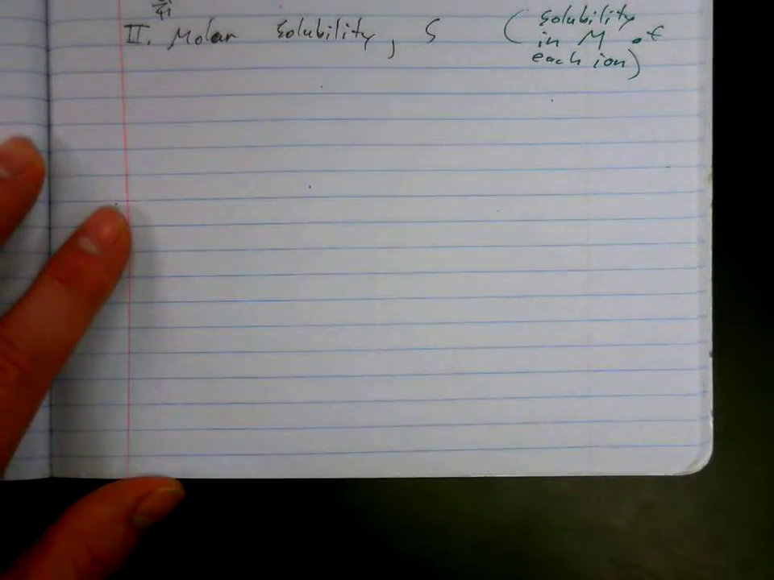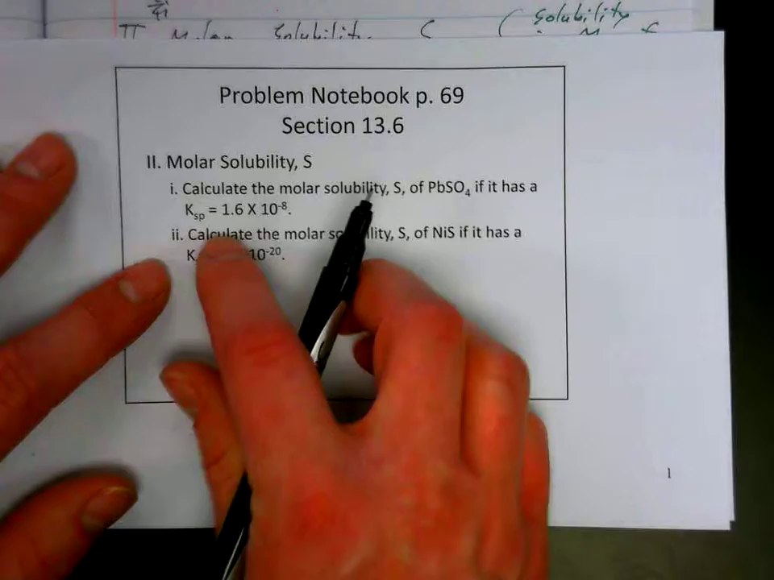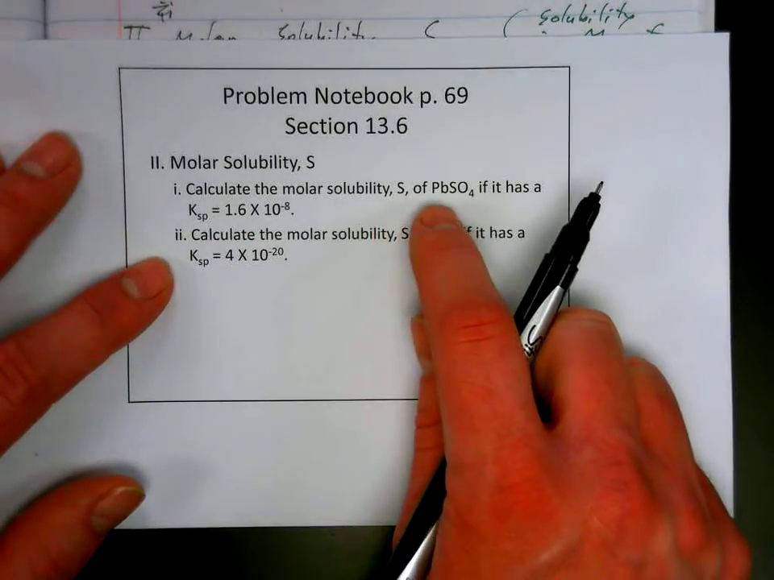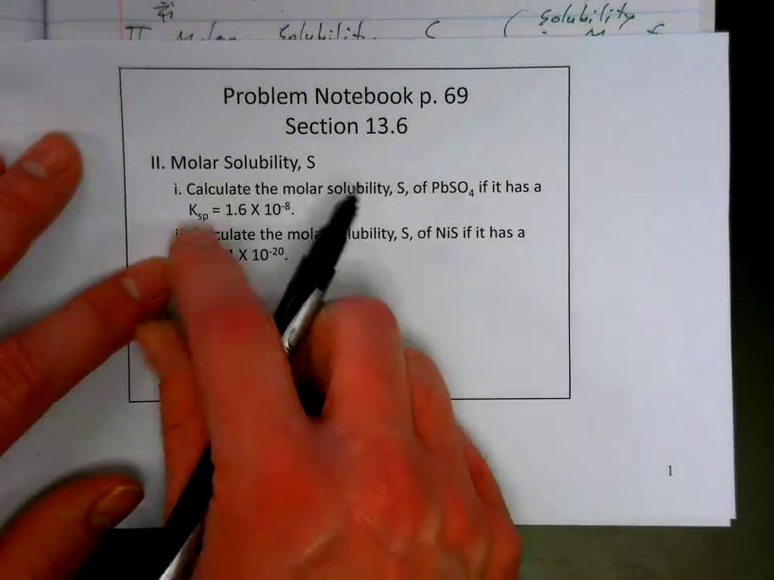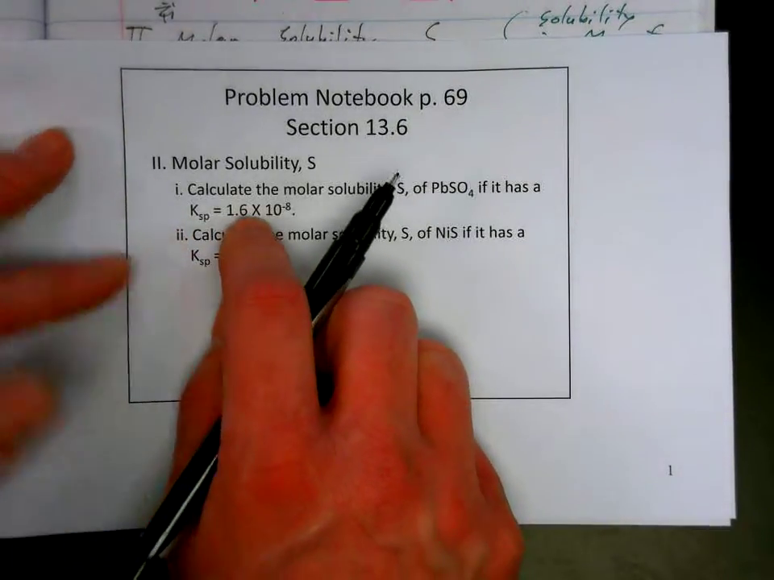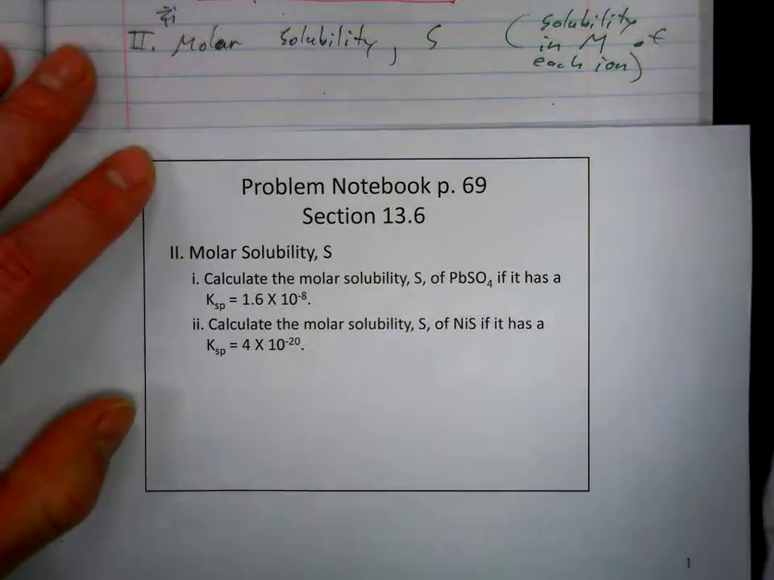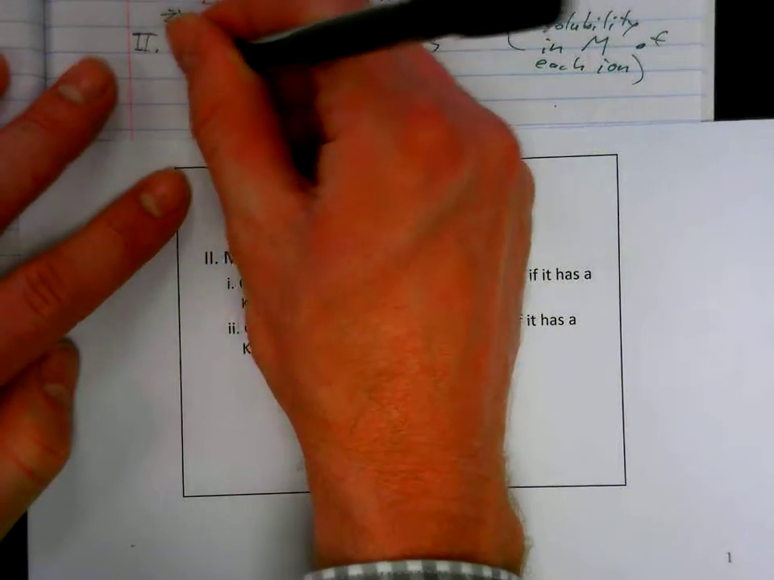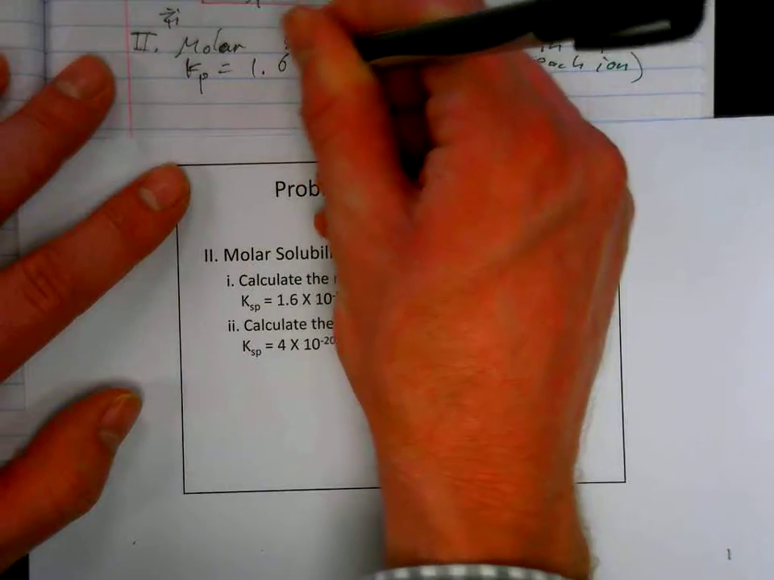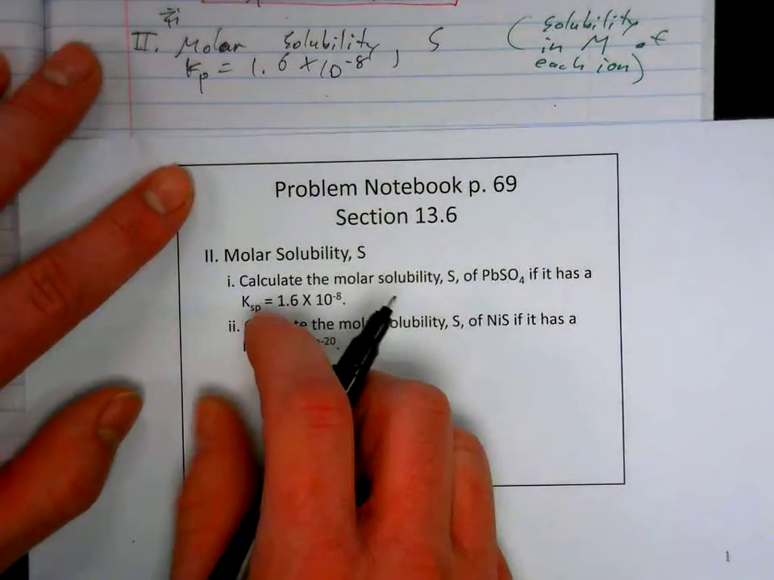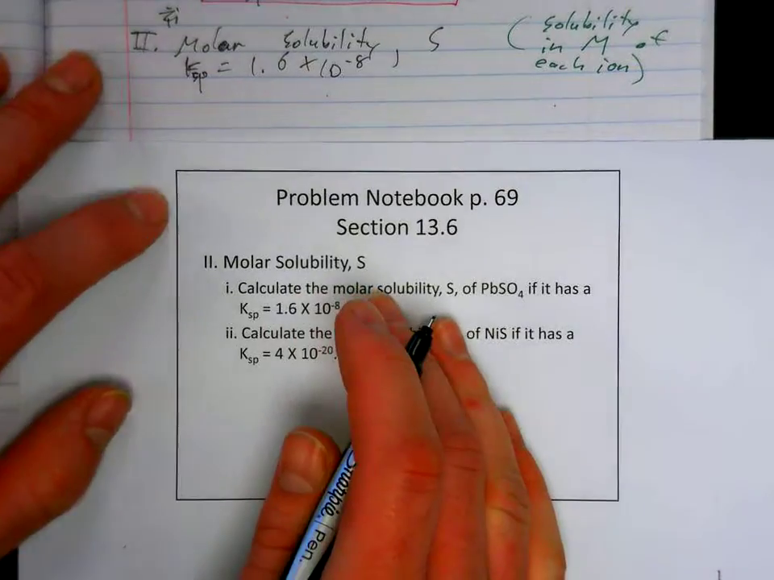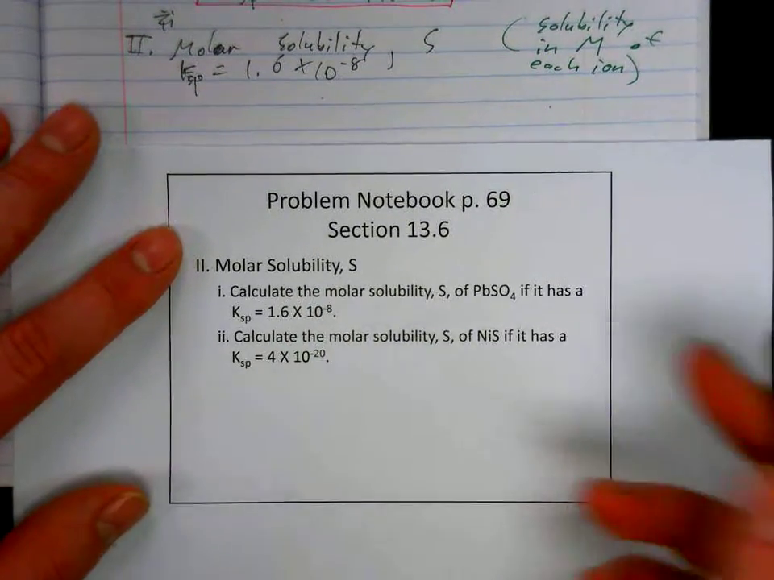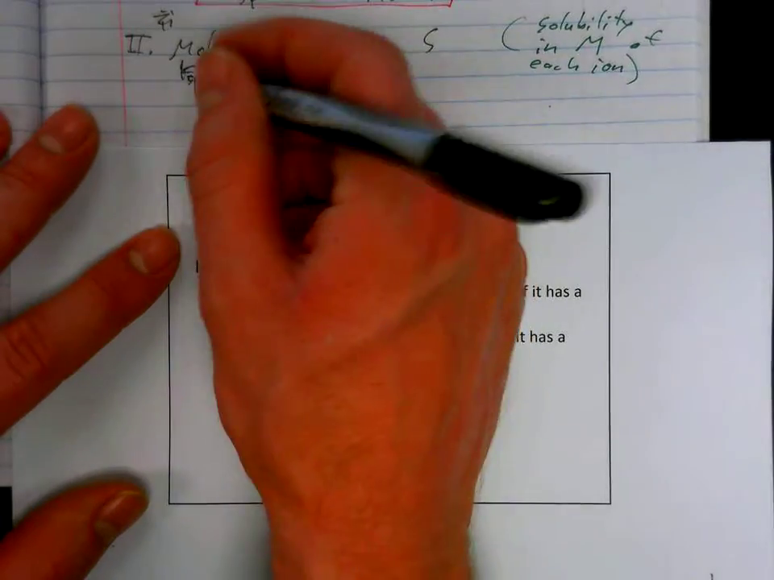We're going to find the molar solubility of lead sulfate given the solubility product constant. So we have Ksp. Ksp is 1.6 times 10 to the negative 8th. We have the equation here, and our unknown is S for molar solubility. So let's write our dissociation equation.